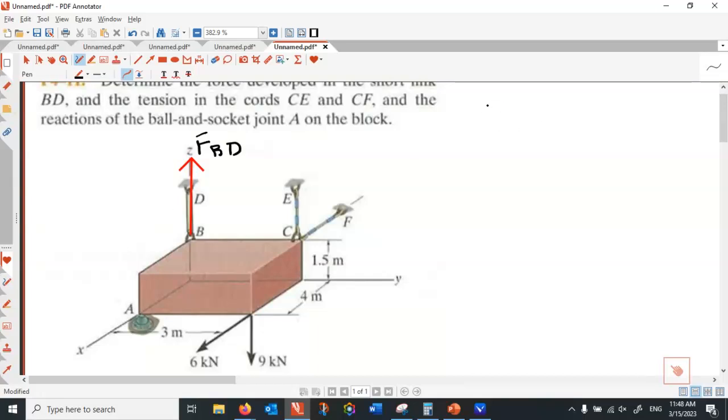All right, FBD. How can I write FBD? FBD times K. So we don't know the magnitude, but we know the direction. So what about this one? That's a cable. The cable is always in tension, and I call this one FCE. So I know the direction, but I don't know the magnitude. This one is also a cable. The cable can only take tension, and I call this one FCF.